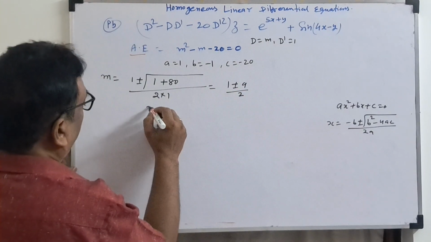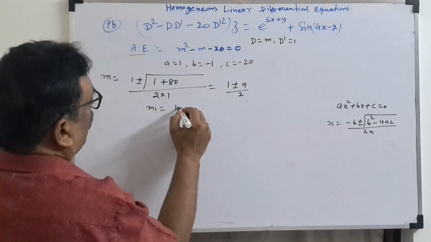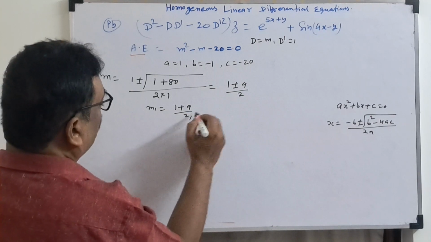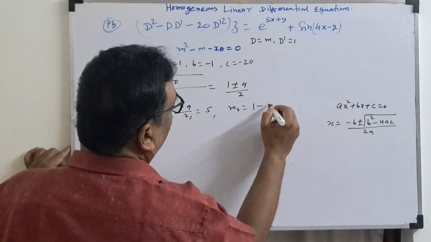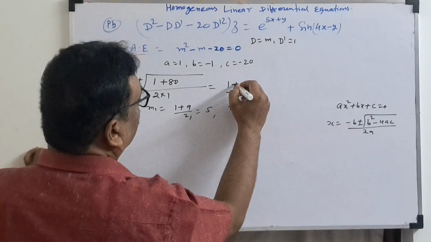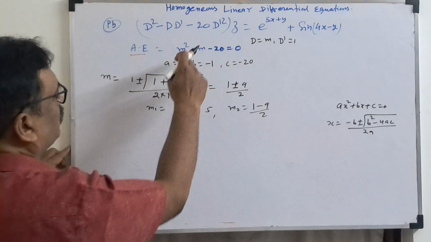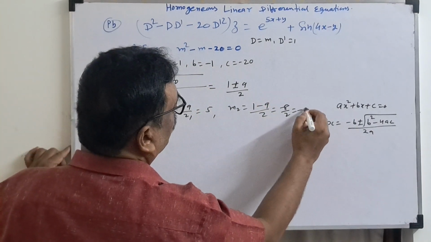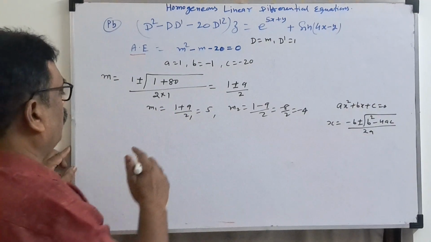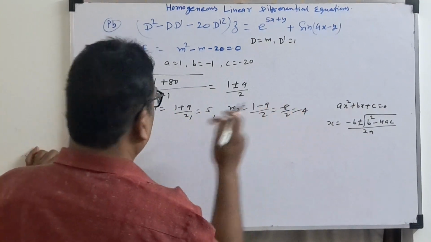Now what will we write here? M1 equal to 1 plus 9 by 2, one root. So this will come 5. Another root M2 is equal to 1 minus 9 by 2. So plus or minus is there, so 2 roots. Second degree equations will get 2 roots. So we got 2 roots. Minus 8 by 2 is equal to minus 4. So we got the 2 roots: M1 is equal to 5, M2 is equal to minus 4.